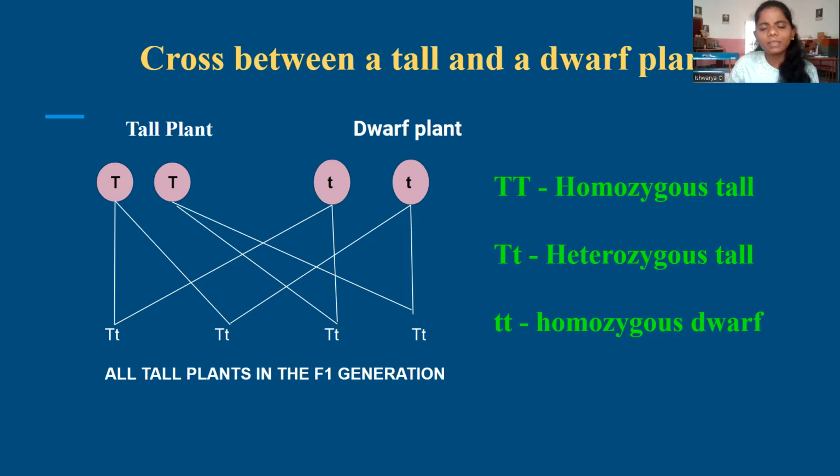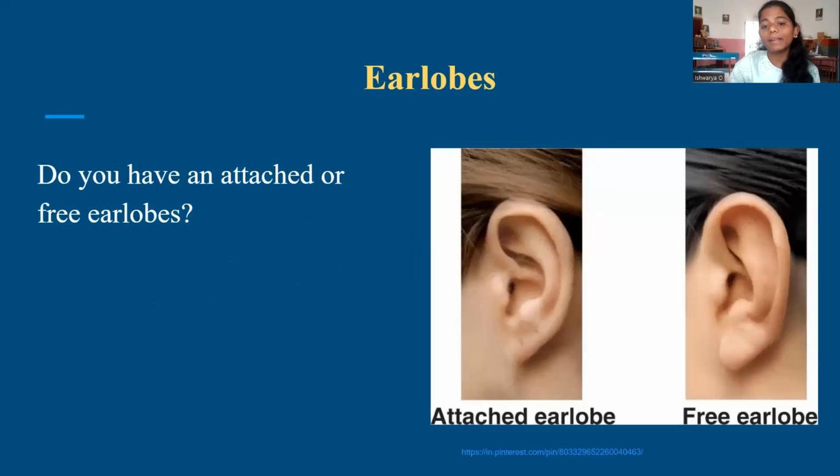Let us also look at another day-to-day life example to understand it a little better. You might have come across people who have either attached or free earlobes. I asked my students how many of them have attached earlobes and how many have free earlobes. Out of my 54 students, 46 of them have free earlobes, and only 8 of them have attached earlobes.